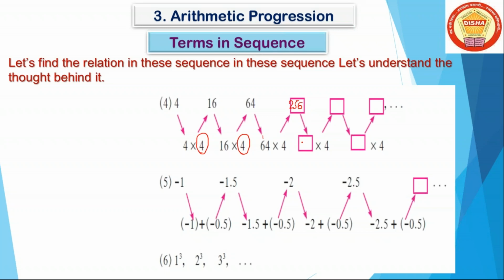Okay, then we take 256 again and multiply by 4. 4 6s are 24. Okay, 2 is carried. 4 5s are 20, 20 plus 2, that is 22. Again carry 2. And 4 2s are 8, 8 plus 2 is equal to 10. Means the next term for the given sequence is 1024.